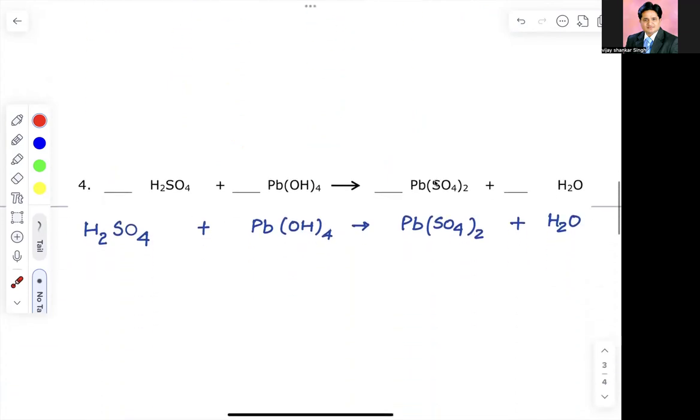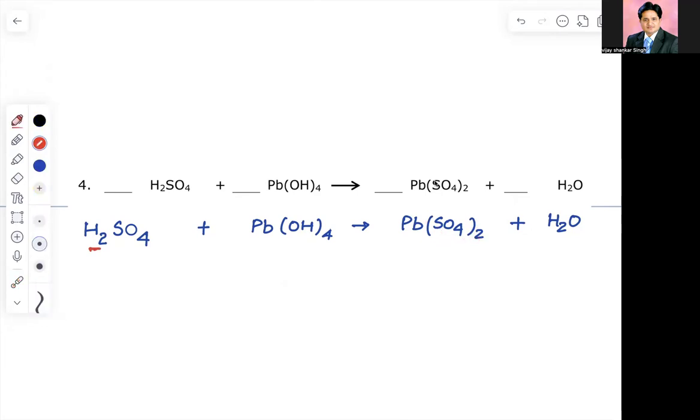Let's look at this one. So you have H2SO4 and Pb(OH)4, that forms PbSO4, that's lead sulfate, and water. So let's start balancing this. Now we have 2 atoms of hydrogen here, and here you have 2 atoms of hydrogen. That's fine. Sulfate, if I see sulfate, there is 1 here. Here there are 2 atoms of sulfate, because there is a parenthesis and there is 2 here.